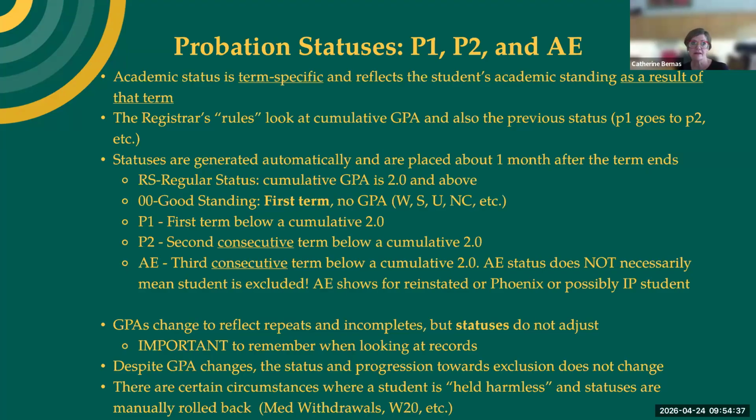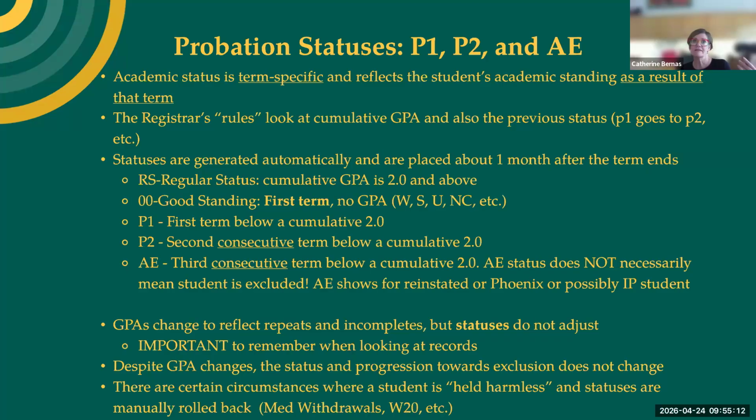That is a decision and a process that has to be done by the school or college, and it may or may not be the case for a student with an AE status. You will often see AE statuses for students that are returning. They've just been reinstated, but their most recent status from a year ago is AE. Possibly a Phoenix student is returning and their most recent status was AE.